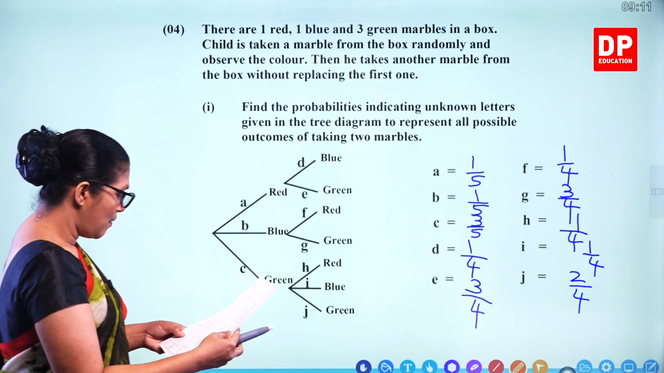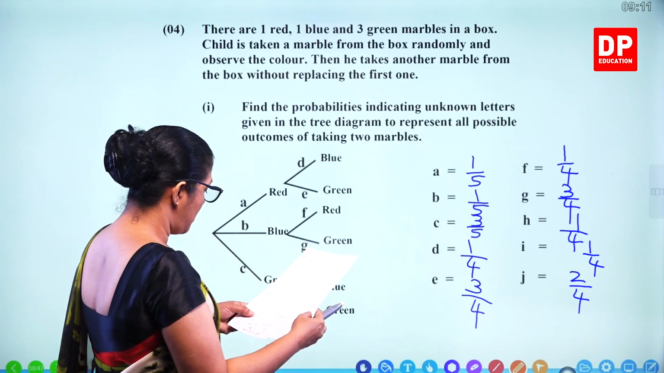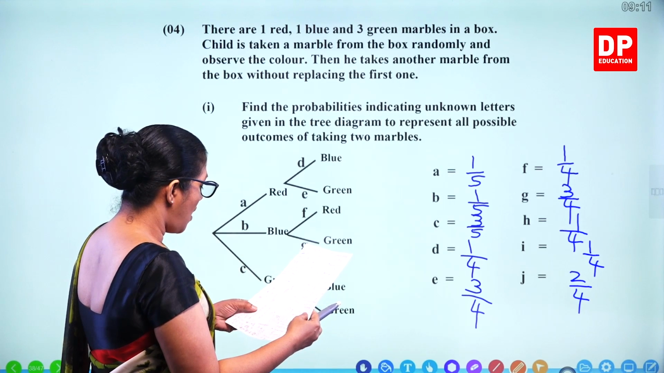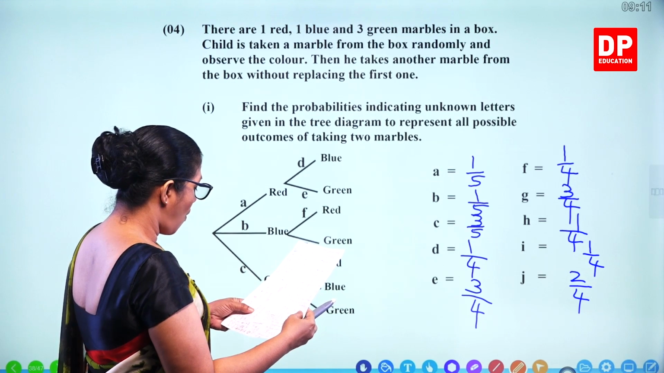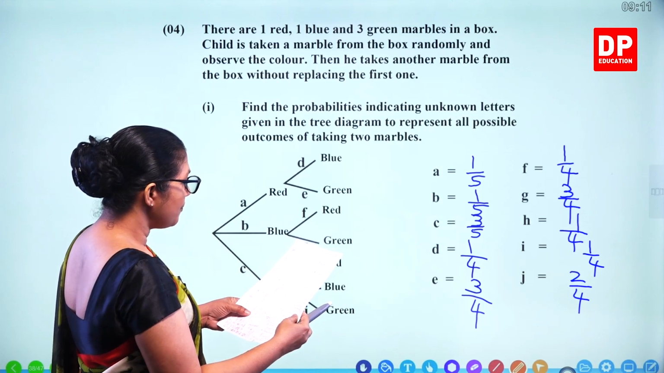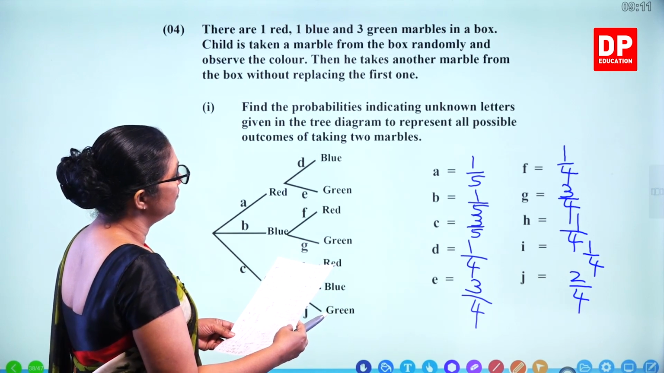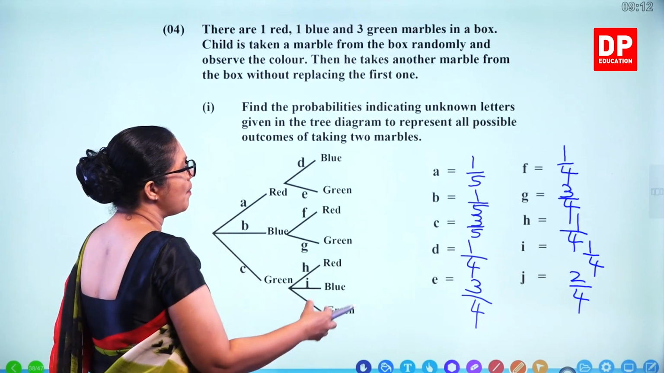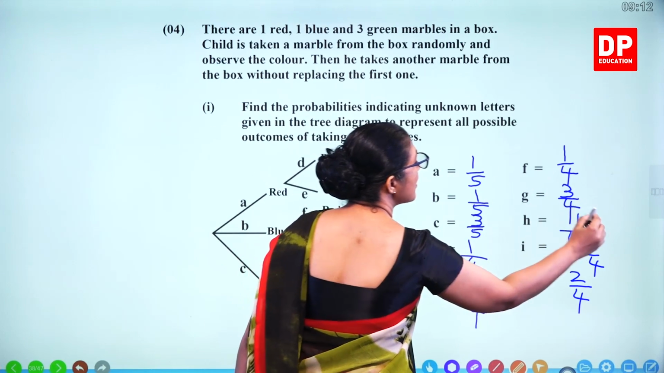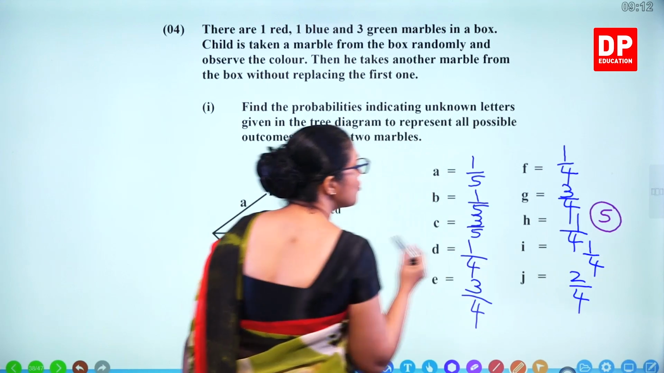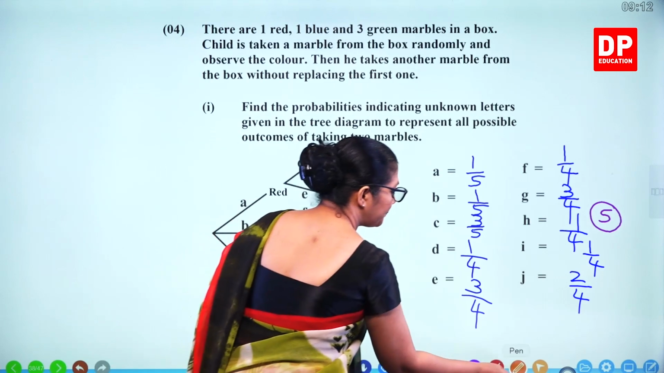So, we'll see whether we can give marks for all these. We can give 5 marks. 5 marks, so these two 1 mark like so. 5 marks altogether we can give for this.